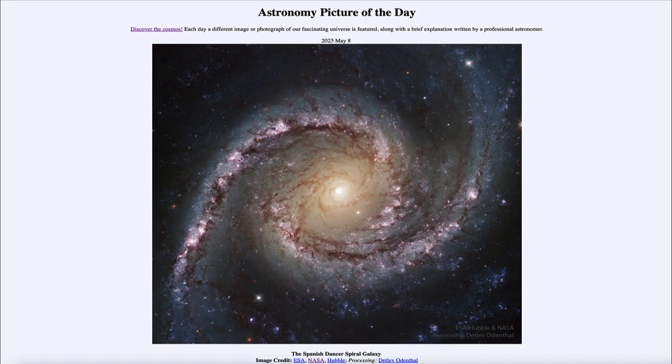One of the things that I like to do in each of my introductory astronomy classes is to begin the class with the astronomy picture of the day from the NASA website, that is apod.nasa.gov/apod. And today's picture for May 8th of 2023, well, it is titled The Spanish Dancer Spiral Galaxy. So what do we see here?